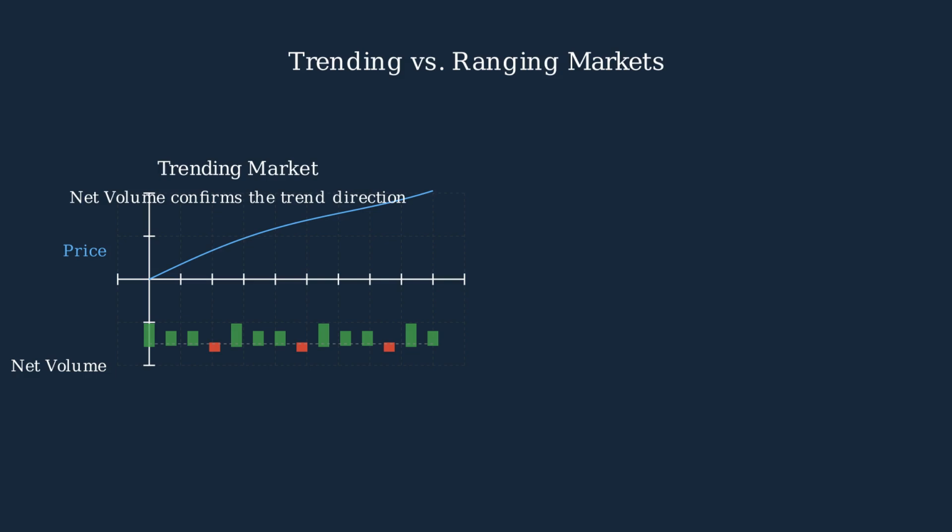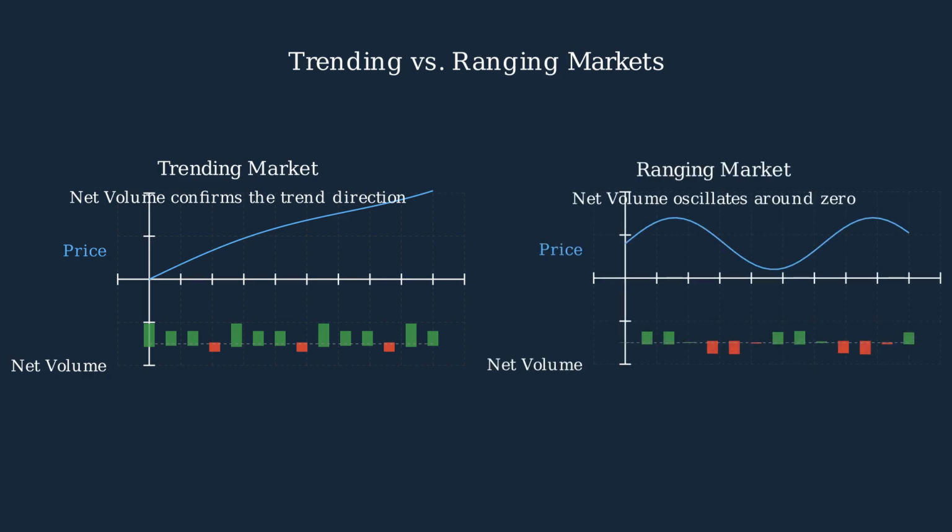In a trending market, net volume typically confirms the direction of the trend. Strong uptrends show persistent positive net volume, while downtrends display consistent negative readings. In contrast, ranging markets show net volume oscillating around zero with no clear direction. The fluctuations correspond to the price movements within the range.